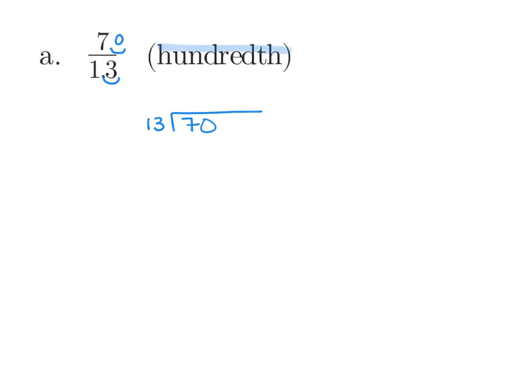I also have that I want to round to the nearest hundredth. So I'm going to add 2 decimal places. That gets me to hundredth plus 1 more, and we go ahead and start our division. 13 goes into 70 5 times. 5 times 3 is 15, carry the 1. 5 times 1 is 5, plus 1 is 6, so 65.